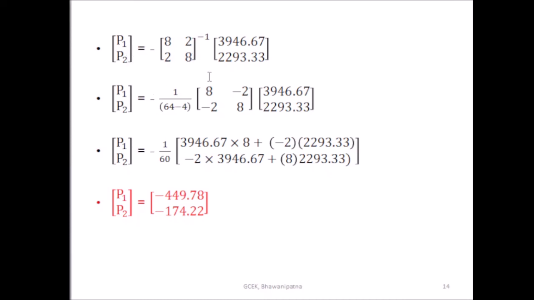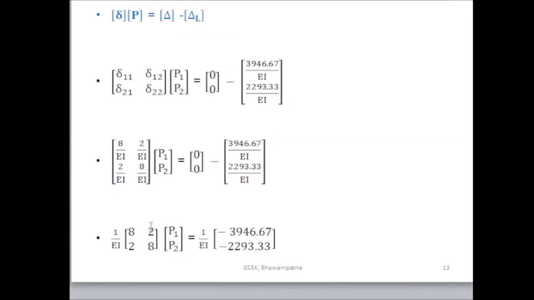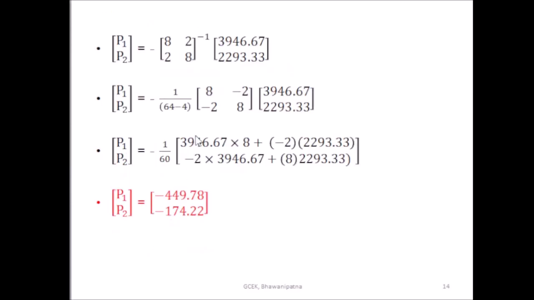This is the inverse of the flexibility matrix. This is the flexibility matrix, so take this flexibility matrix to this side. So here you will get the inverse of the flexibility matrix, and this is the column matrix. First you take the inverse of the flexibility matrix, this is the column matrix, then multiply these two matrices. Then you get the redundants P1 and P2.